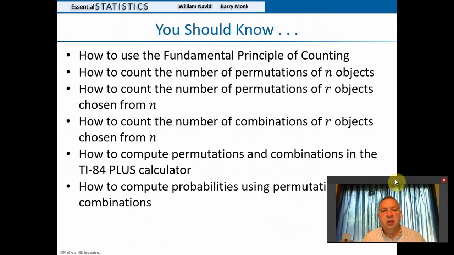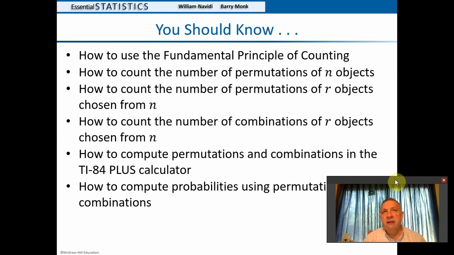So there are some of the fundamental examples, and we'll do others in the lab time. But you should understand the fundamental principle of counting: if I have something that goes m ways, and the next process goes n ways, it's m times n. Then how to count the number of permutations of n objects, that's nPr, and that is with ordering. So ordering is important: first, second, third.